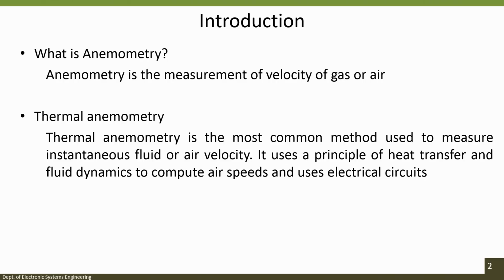What is an anemometer? An anemometer is the measurement of the velocity of gas or air. When you talk about velocity, the term here is a vector, so make sure both the magnitude and direction are considered when velocity is being talked about. Otherwise, in general, it is used to measure the speed of the fluid. The fluid here could be a liquid, gas or air. To be specific, today we'll be studying more about how the flow of air in a medium can be understood, the velocity of air.